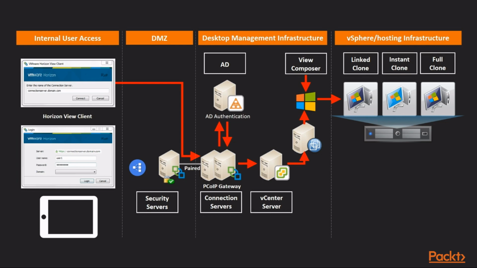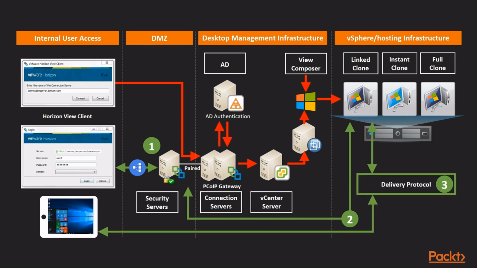When the user logs in from the View client, they now use the external URL of the security server to access the connection server, which in turn authenticates the user against AD and checks entitlements, as with the usual login process we described previously. If the connection server is configured as a PC over IP gateway, then it will pass the connection and addressing information to the View client. This connection information will allow the View client to connect to the security server using PC over IP. The security server will then forward the PC over IP connection to the virtual desktop machine, creating the connection for the user. The virtual desktop is then displayed and delivered within the View client window using the chosen display protocol, again PC over IP, Blast, or RDP.